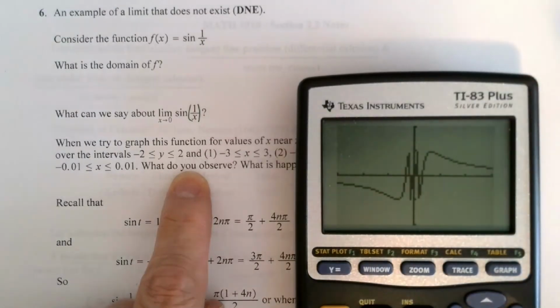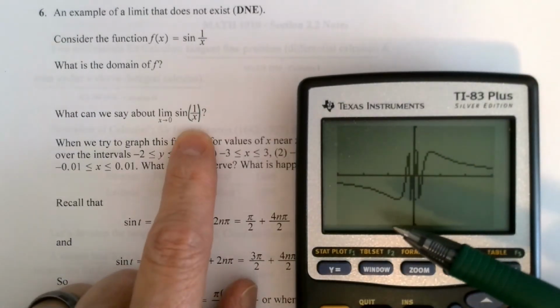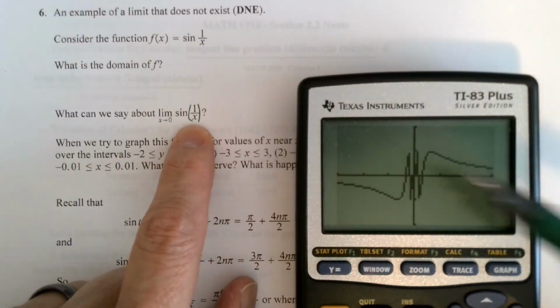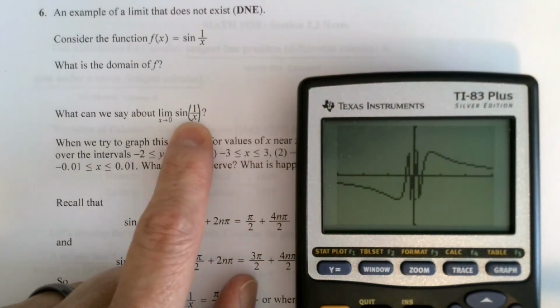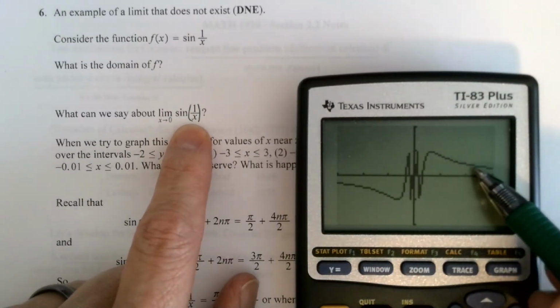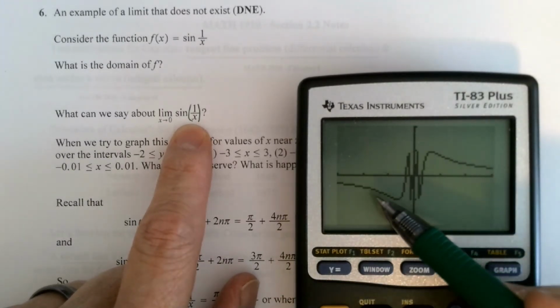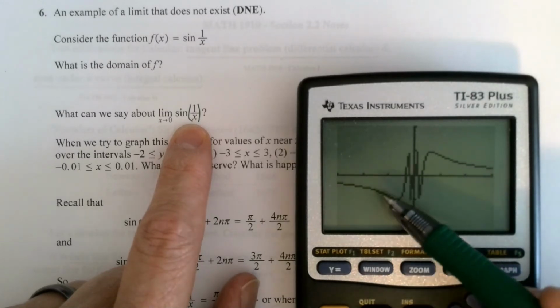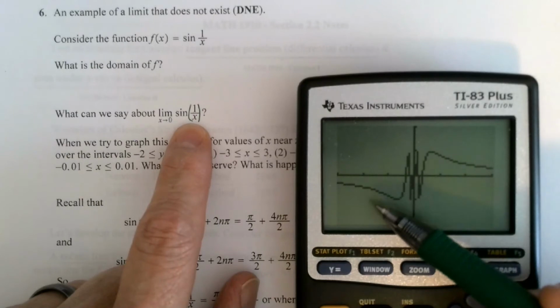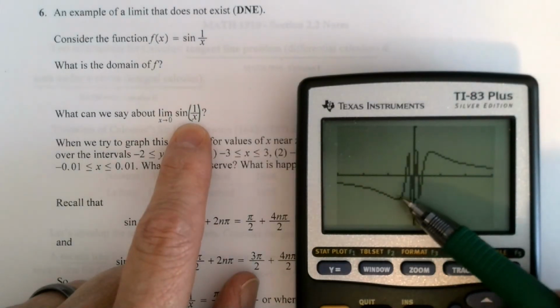All right, so here's the graph, and you can see, notice for large values of x, as x goes to infinity, 1 over x is getting smaller and smaller, getting closer and closer to 0. Sine of 0 is 0, so we're getting closer to the x-axis. Same thing as x goes to minus infinity. But as we get close to 0, then we see some ups and downs, bouncing back and forth.